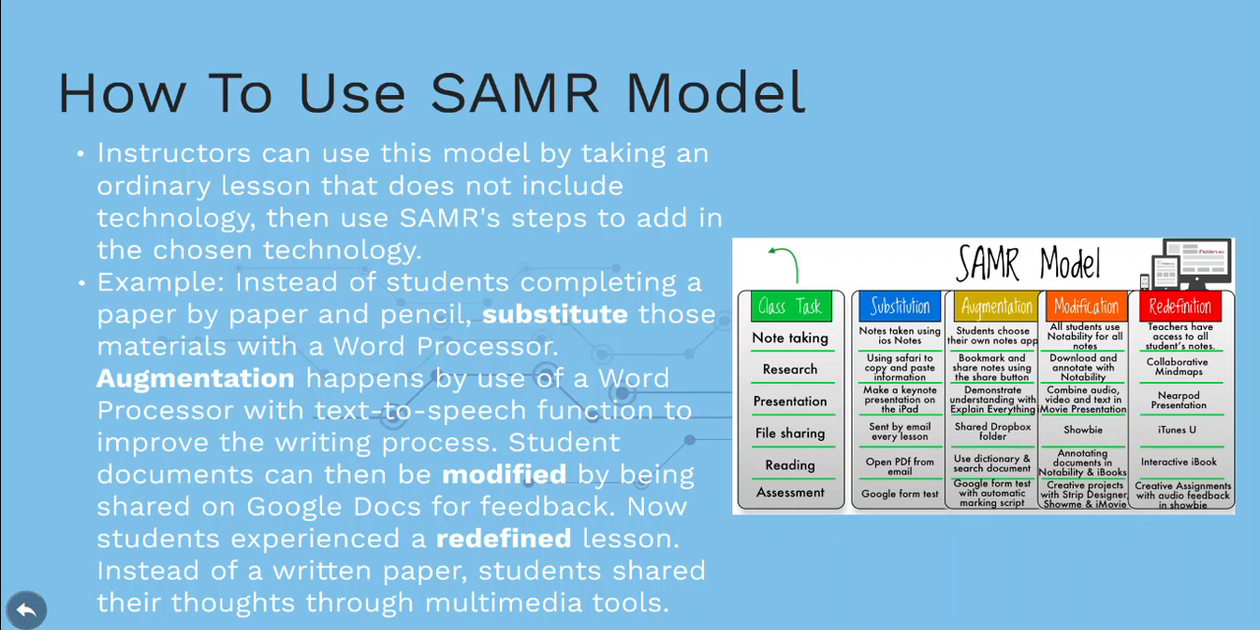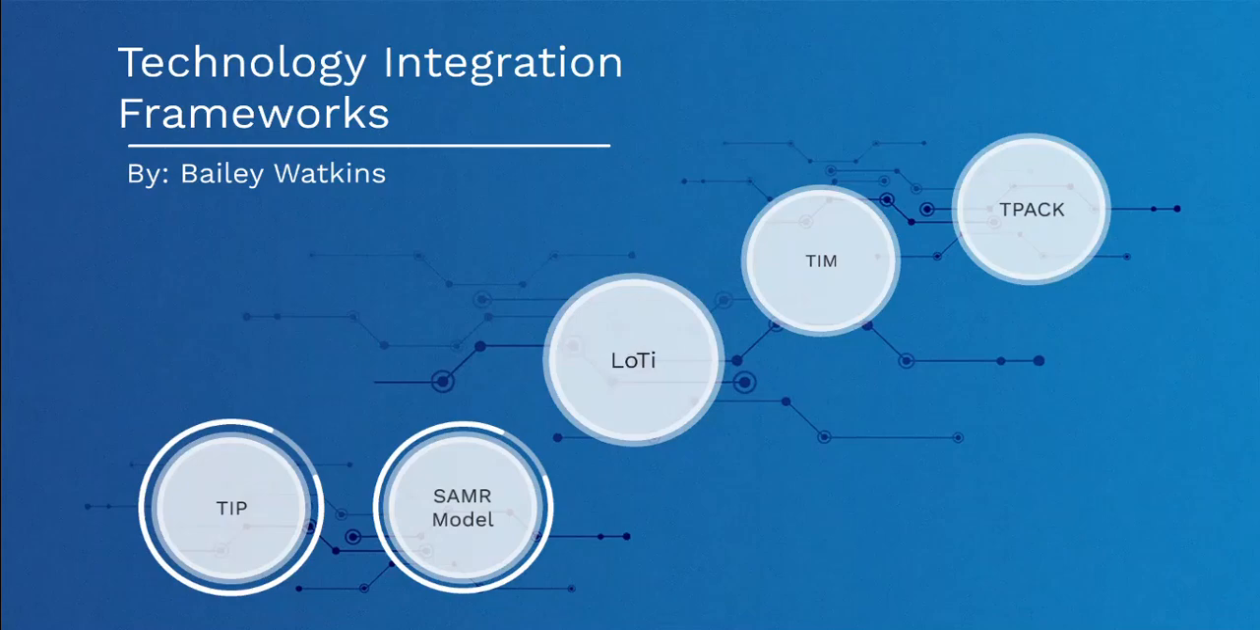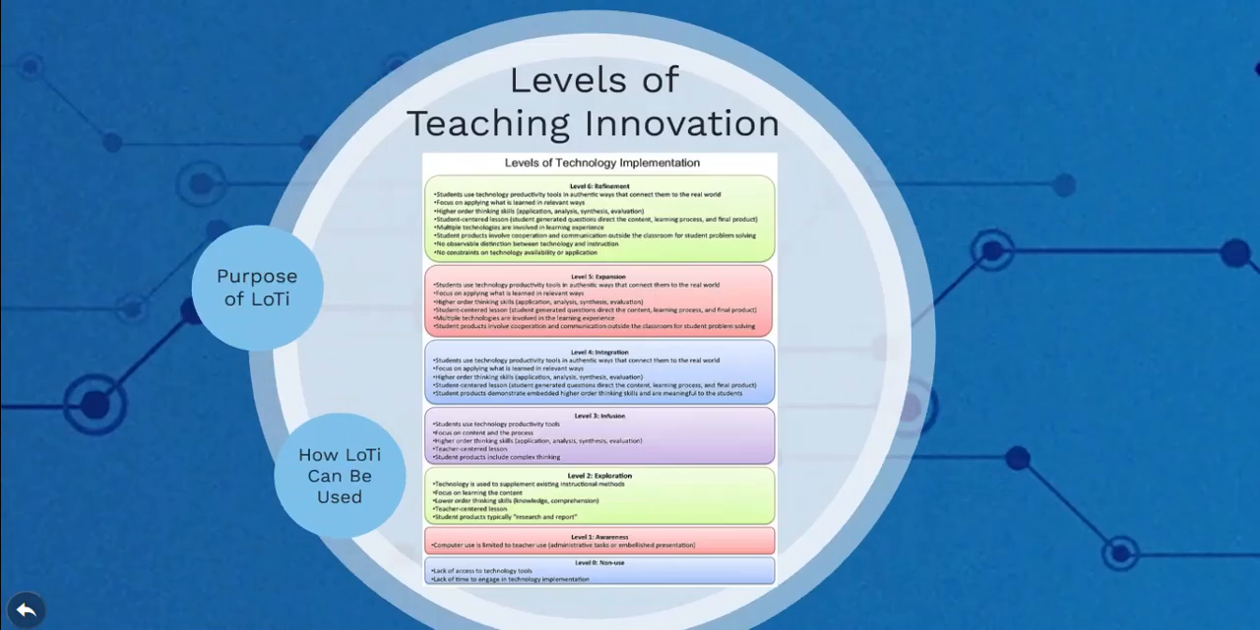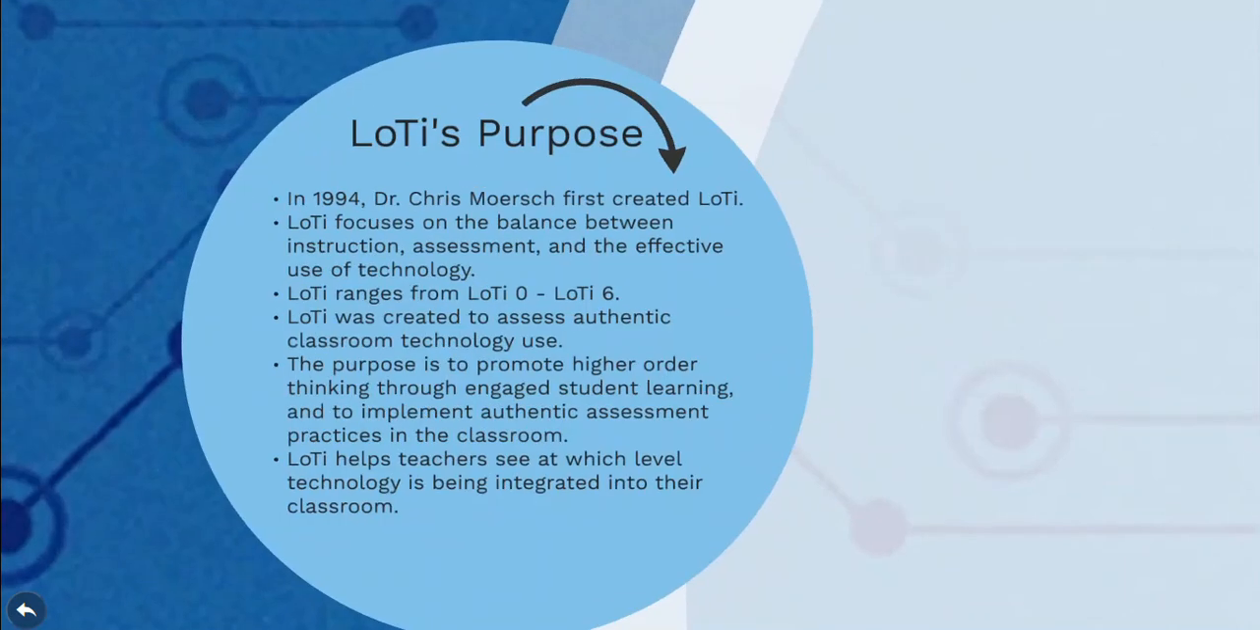The third model is LOTI, short for Levels of Teaching Innovation. I provided a picture of it here to see the scales, but it's a little hard to see. It ranges from level 0 all the way until level 6. It was first designed in 1994 by Dr. Chris Morsch, with the intentions of assessing authentic technology integration in the classroom.